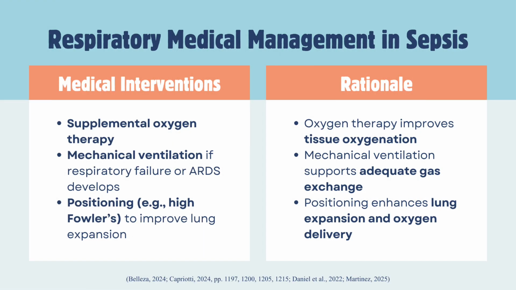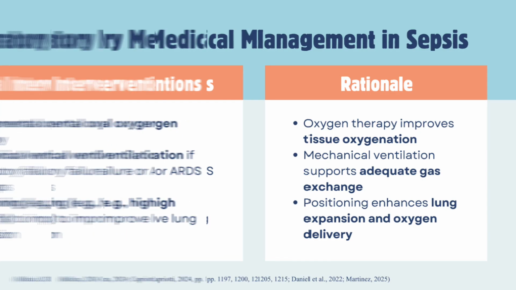In respiratory medical management of sepsis, interventions focus on improving oxygenation and supporting adequate gas exchange. Supplemental oxygen therapy is used to increase oxygen delivery to tissues and correct hypoxemia. If respiratory failure or acute respiratory distress syndrome develops, mechanical ventilation may be required to support adequate ventilation and oxygenation. Positioning the patient, such as placing them in high Fowler's position, helps improve lung expansion and enhances overall oxygen delivery.